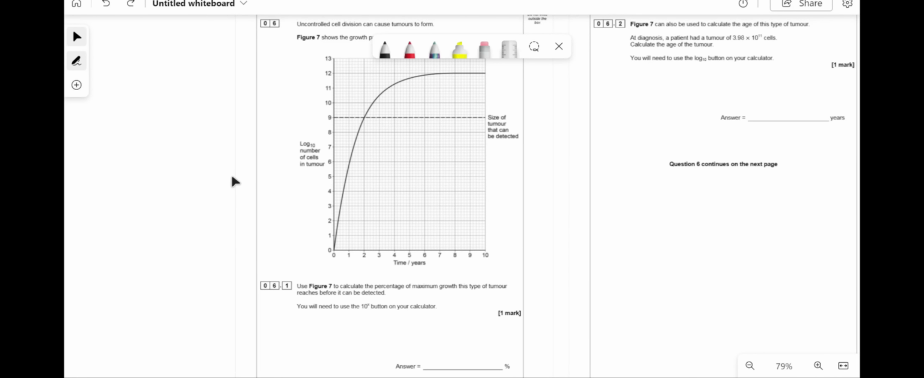Okay, so the maximum growth is at log to the base 10 equals 12. So the max growth is going to be 10 to the 12.